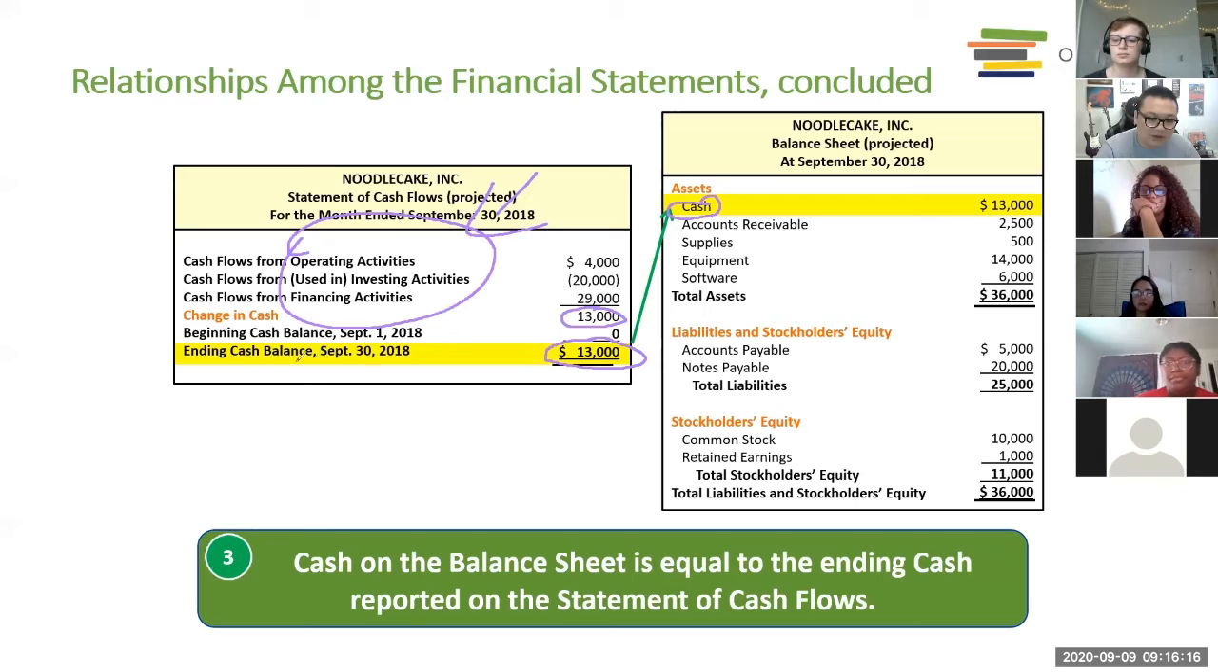Once again, in order to calculate the ending cash balance, we are going to spend some time to talk about these things. You're using your beginning cash balance. So you get the beginning cash balance plus the change in cash.